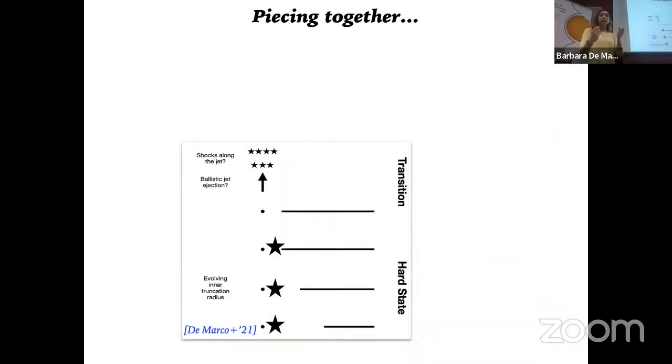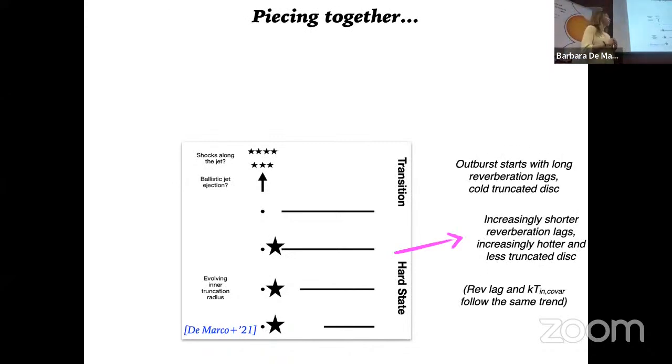So trying to piece all this information together, we interpreted this as evidence of an evolving inner disk radius throughout the entire hard state. So basically, when the outburst starts, the reverberation lags are longer and the temperature of the disk is lower. So the disk is colder. And this evolves steadily throughout the hard state. So it means that the disk becomes increasingly hotter and less truncated.